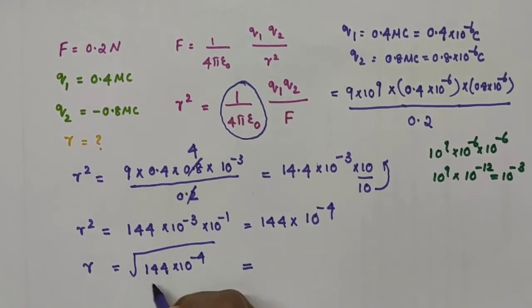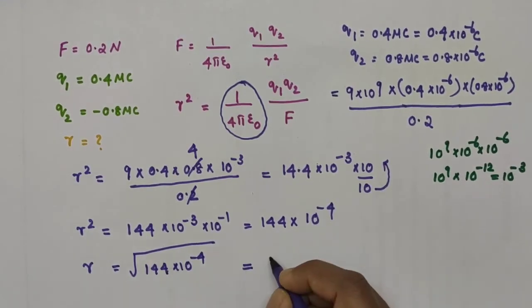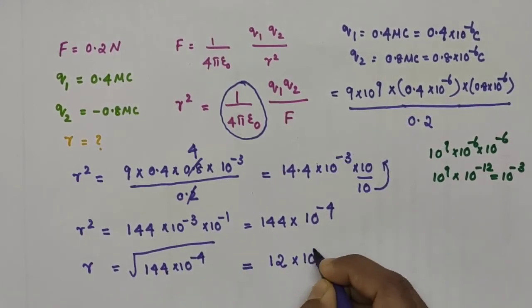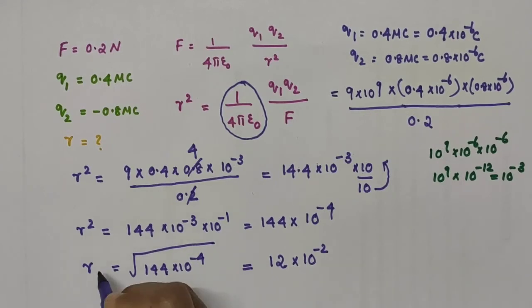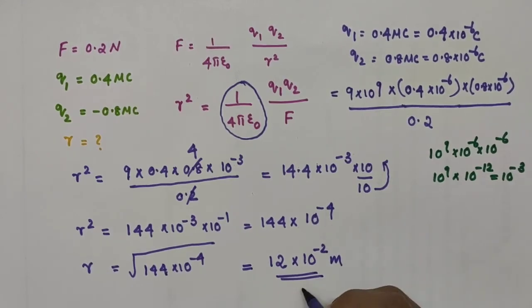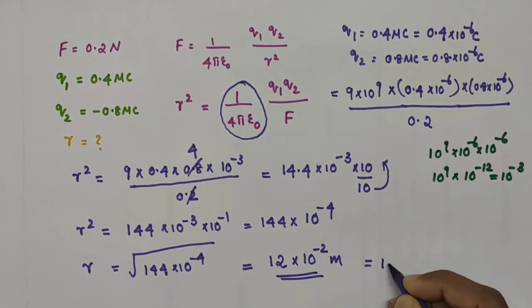Okay, what is the square root of 144? 12 into square root of 10 raised to minus 4, 10 raised to minus 2. Okay, so we are getting r is equal to 12 into 10 raised to minus 2 meter. So the distance between the two charged spheres is equal to 12 into 10 raised to minus 2 meter, or this can be written as 12 centimeter.